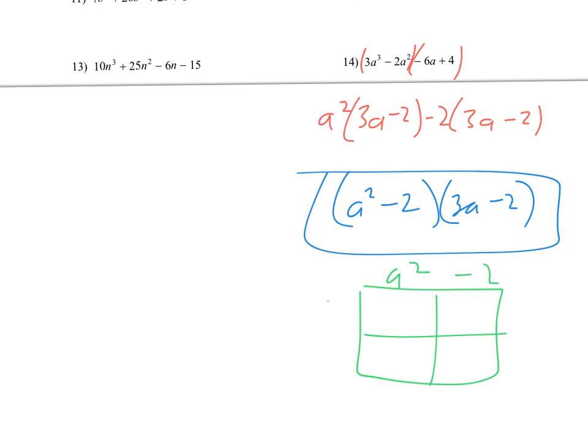So I got a squared minus 2, I got 3a minus 2. So I get 3a to the third minus 6a minus 2a squared, and then plus 4. So you can see that every single one of these is represented right there. And so I did it correctly.